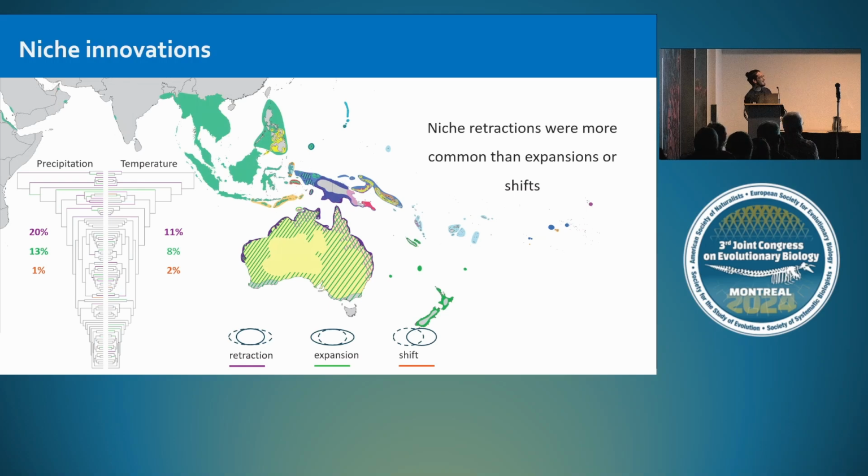Okay. Also, we can see the changes as classified by retraction, expansions, and shift. And one cool result, I think, is that we detected more retractions than expansions or shifts, than innovation, which makes sense given that retractions can be caused by drift or other neutral processes, right?